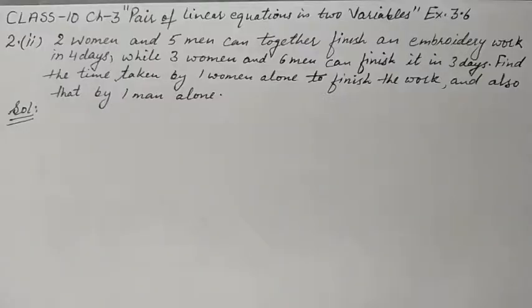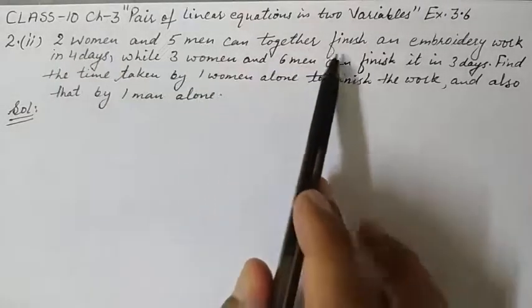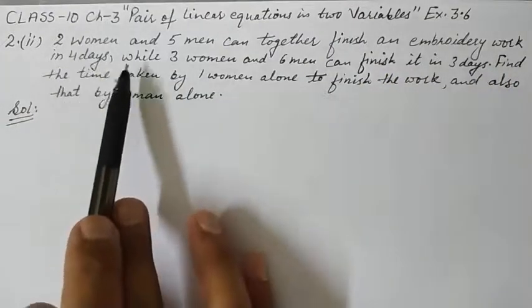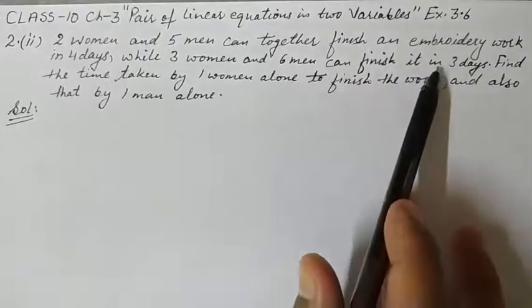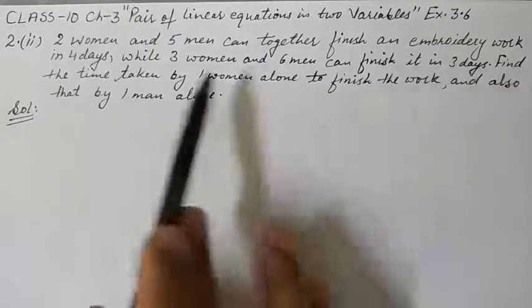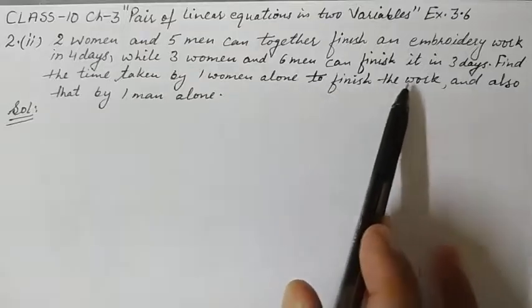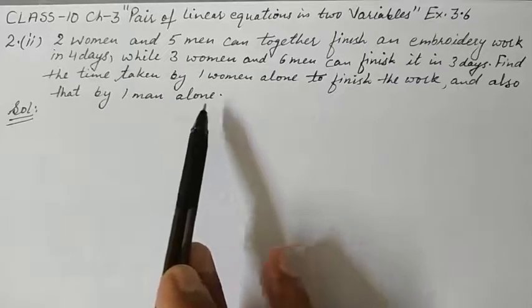Students, let's solve this question. The question is, 2 women and 5 men can together finish an embroidery work in 4 days, while 3 women and 6 men can finish it in 3 days. Find the time taken by 1 woman alone to finish the work and also that by 1 man alone.